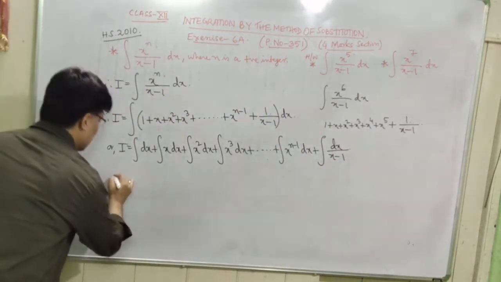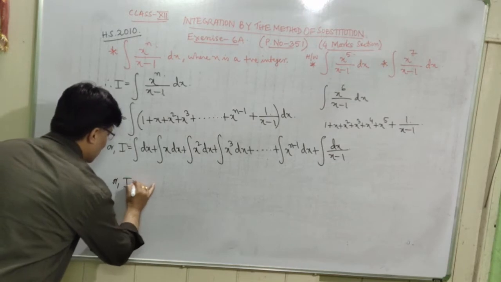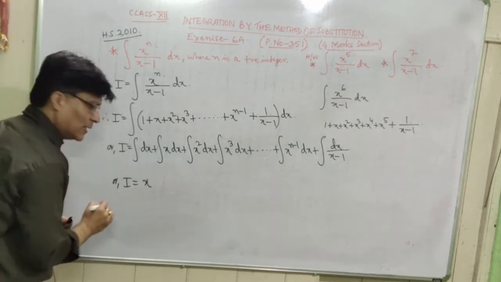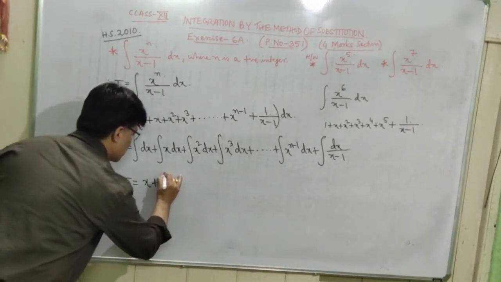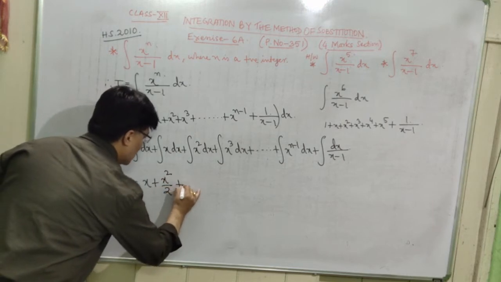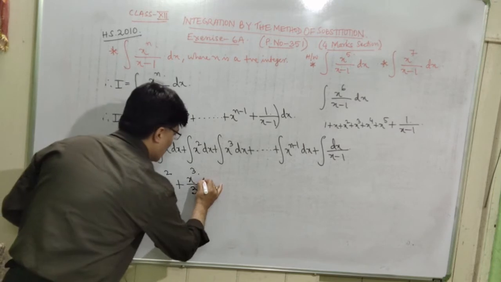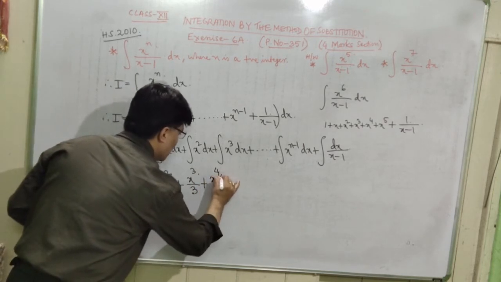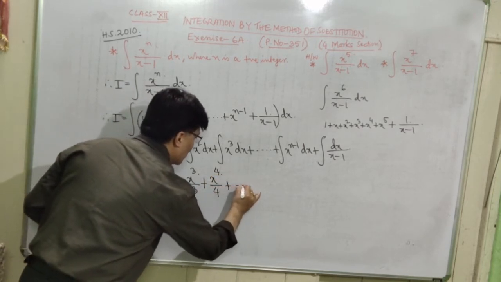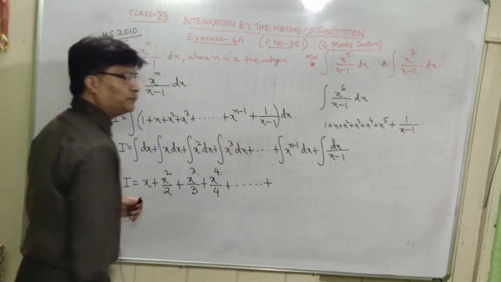Okay. Now we can easily integrate them, or I is equal to, what is integral sine dx? That is x plus, what is integration of x? X square by 2. What is integration of x square? X cube by 3. What is integration of x cube? X to the power 4 by 4 plus dot plus.